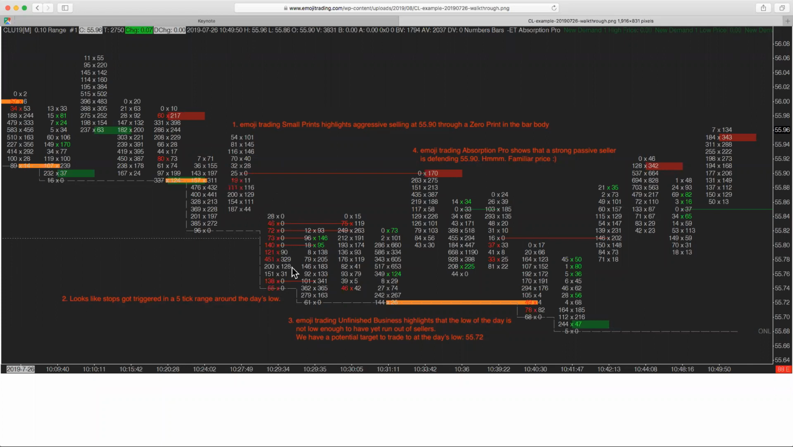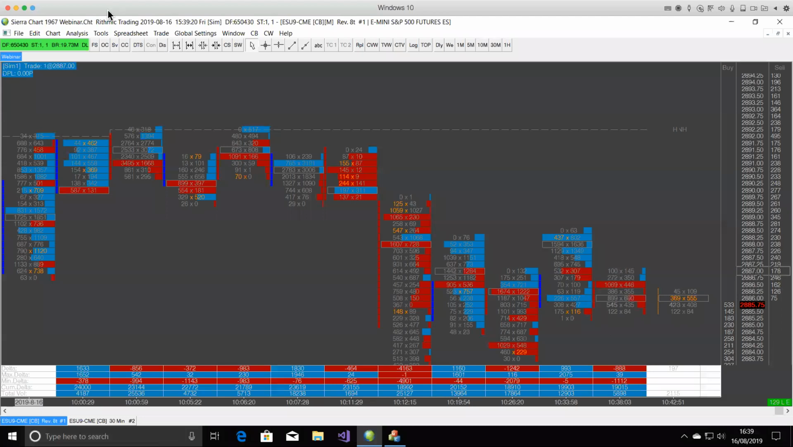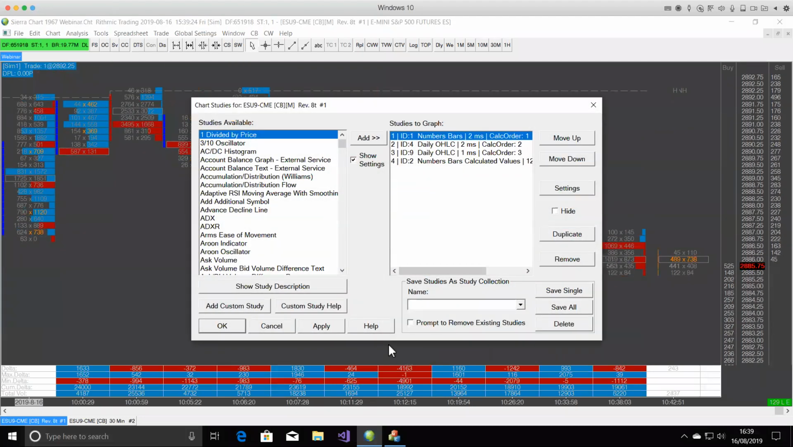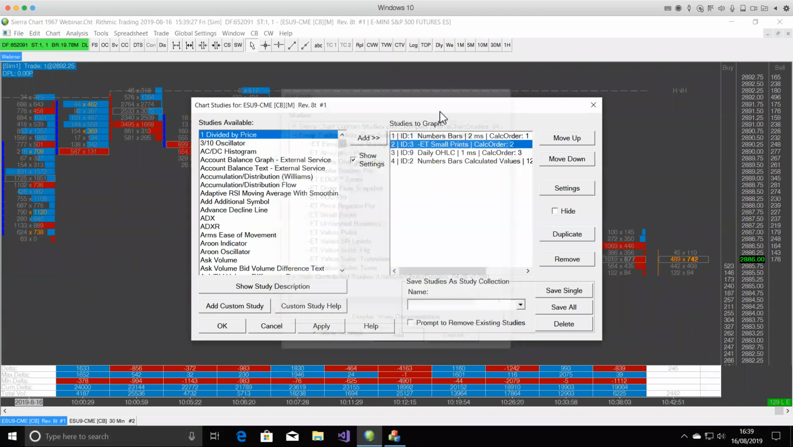So let's have a look at some of the things we can do with the small prints indicator, and I'll give you some ideas on ways in which to use it. Okay, so we are back in our live ES chart. If I add small prints onto this chart, we'll go through the settings.